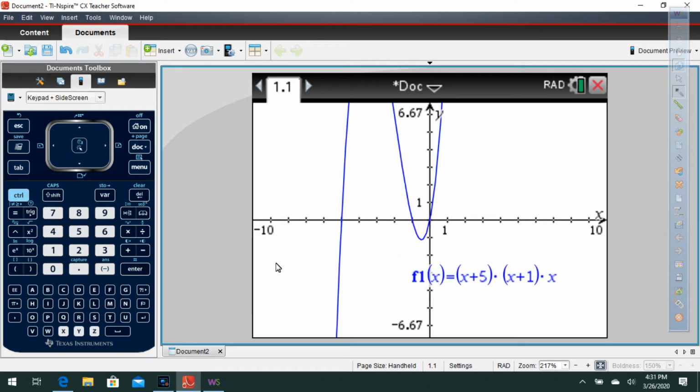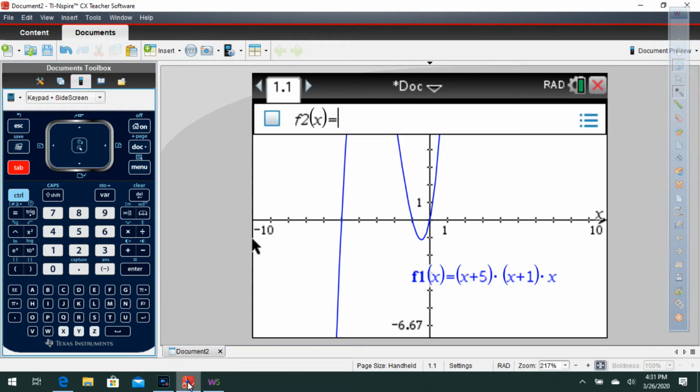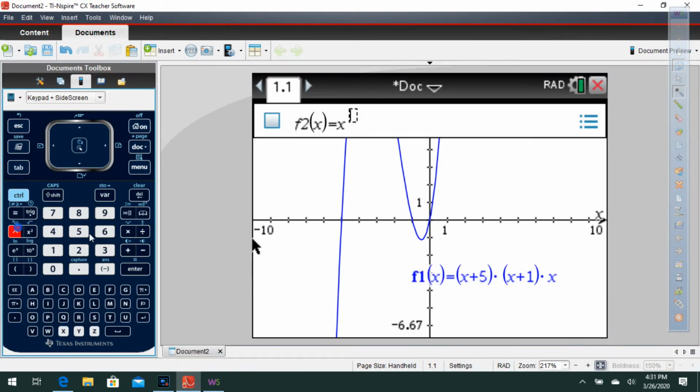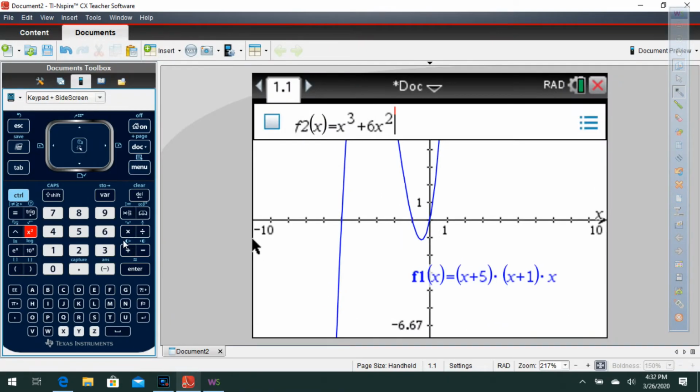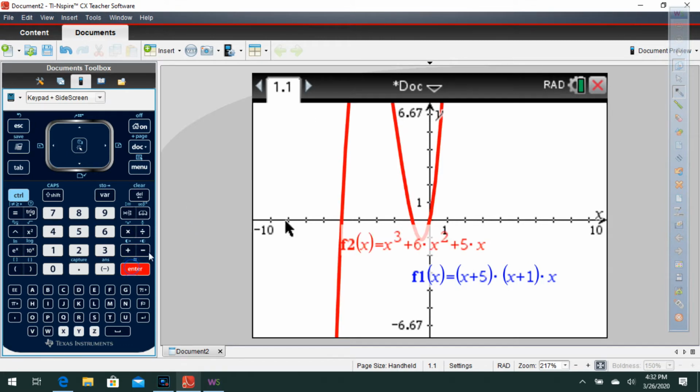All right, so that's what it looks like. Now we're going to press tab and look at what we got: x cubed plus 6x squared plus 5x. Now, if we've done our multiplication correctly, this new one will lay right on top, and it did. It laid right on top. So that's a way you can check and see if you've done your multiplication properly.